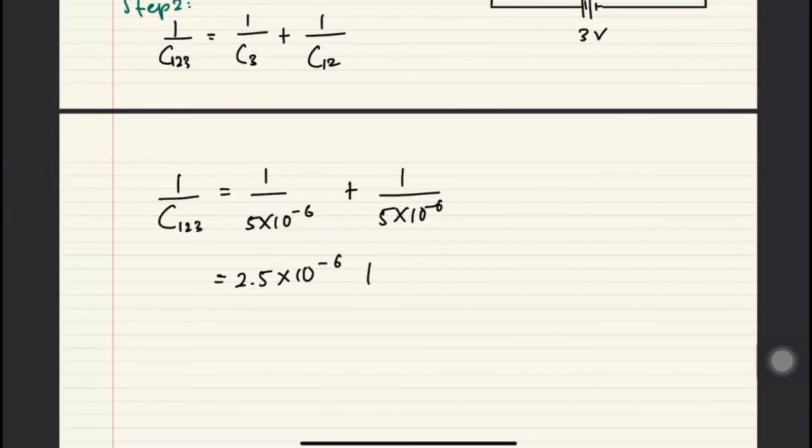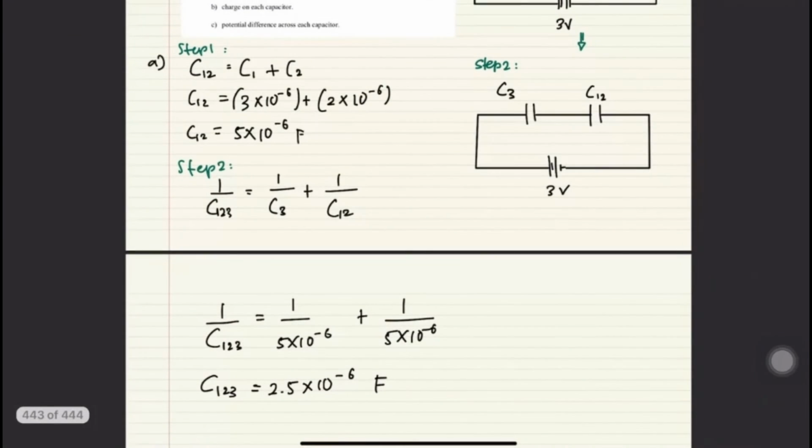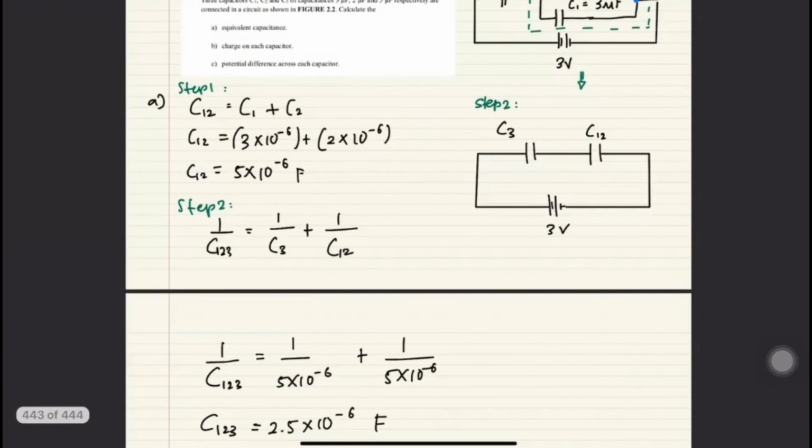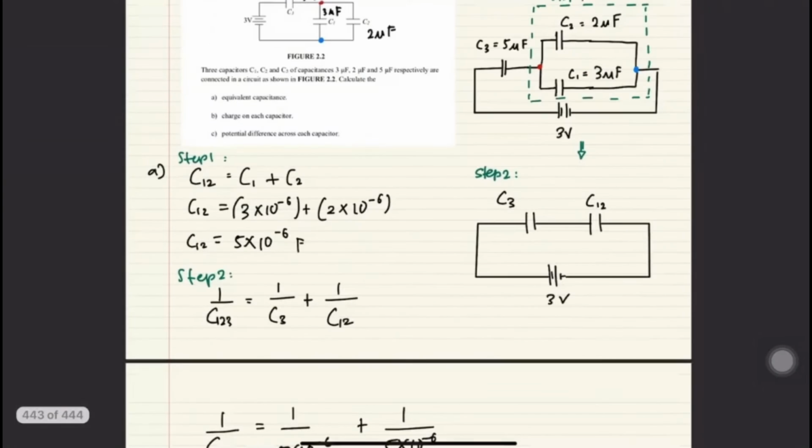Can somebody check betul ke tak ni? Betul ke? Betul, eh? So this is your C equivalent ataupun C effective, and this is the total C. Question number B, dia kata charge on each capacitor. Question number C, dia tanya potential difference across each capacitor.